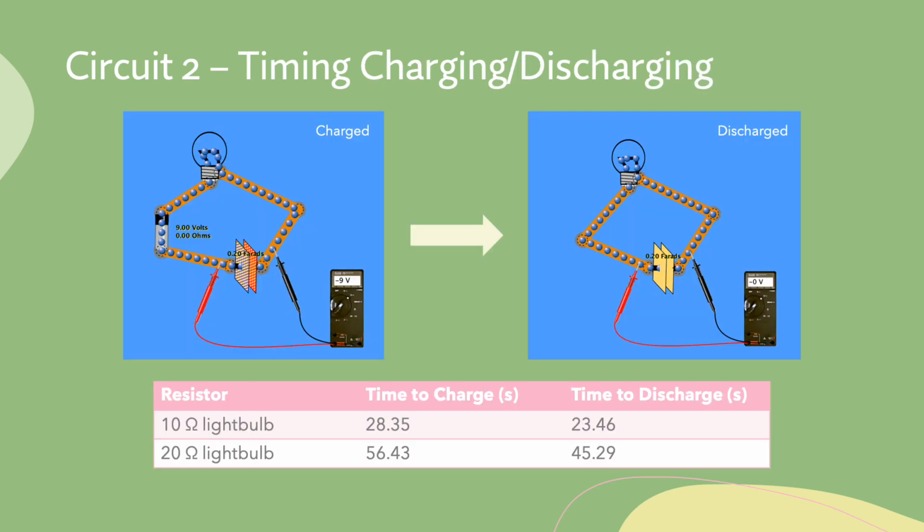Next, I measured the time it took in seconds for the capacitor to charge and discharge using the 10-ohm bulb and then the 20-ohm bulb. It took longer for the 20-ohm bulb to both charge and discharge. For both light bulbs, it took a bit less time for the capacitors to discharge than to charge.